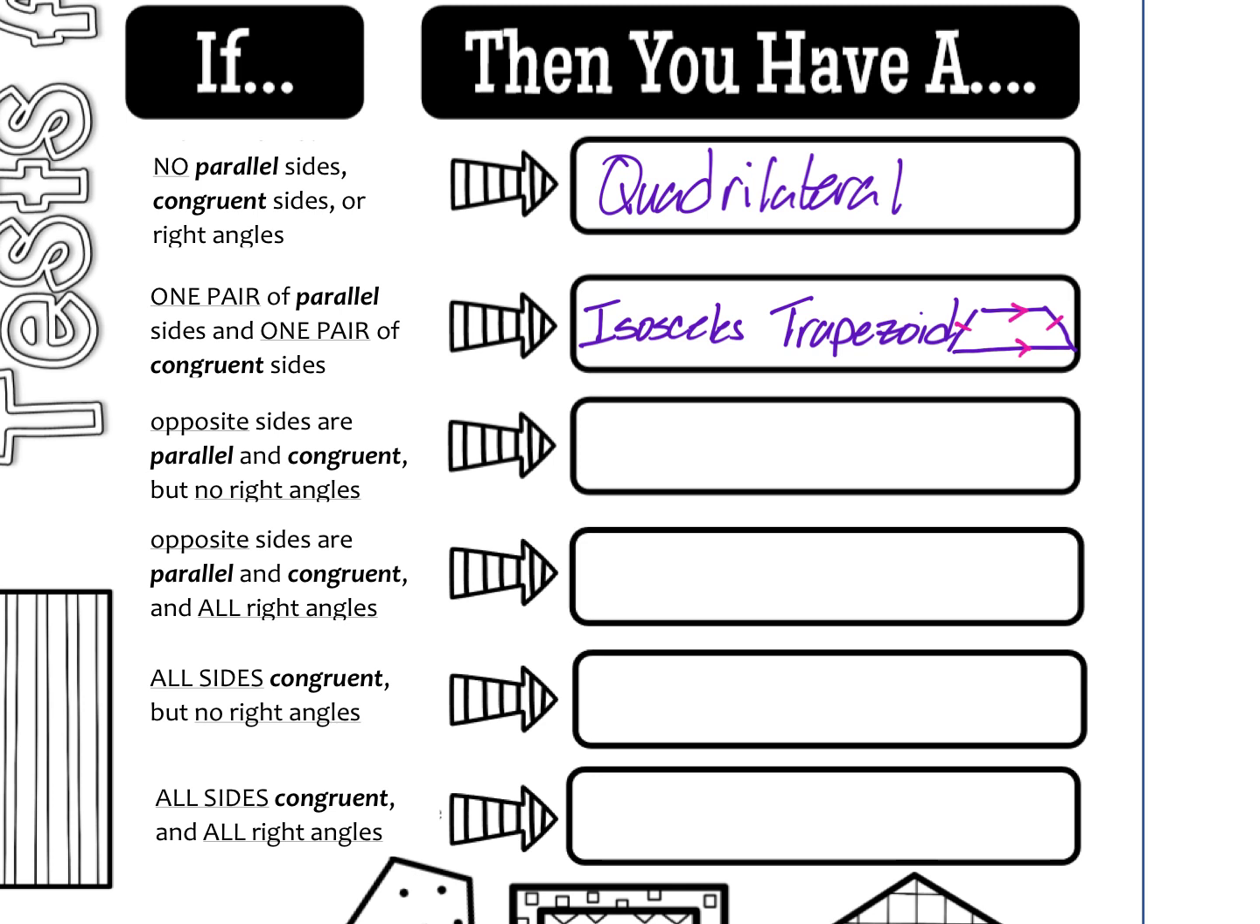Okay. So we have opposite sides are parallel and congruent. So the opposite sides are parallel and they're congruent. They're both parallel and congruent. But I have no right angles. Okay? No right angles at all. That is called, anybody know what that's called? Anybody want to guess? No? It's called a parallelogram. Parallelogram. Yeah.